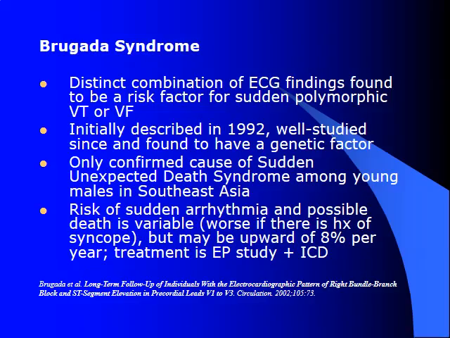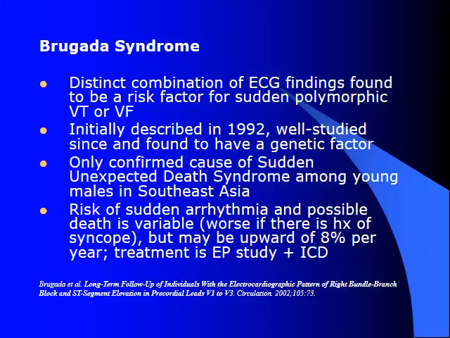Brugada syndrome is a distinct combination of ECG findings. It is a risk factor for sudden polymorphic VTach and VFib. It was initially noticed in 1992. It's well studied and it has been found to be genetic. It's the only confirmed cause of sudden unexpected death syndrome among young males in Southeast Asia. You will notice that this is a much more common finding in Asian populations than in Caucasians.